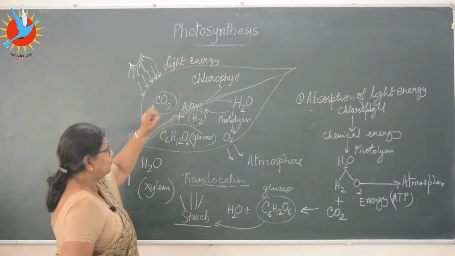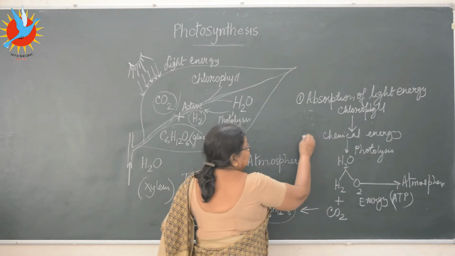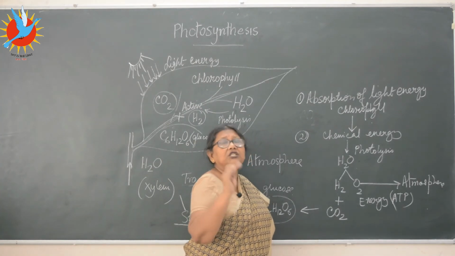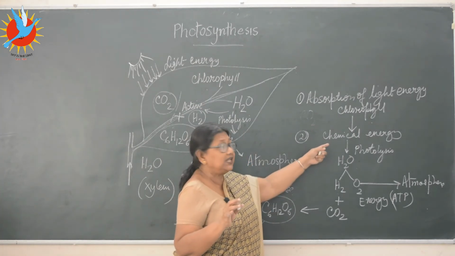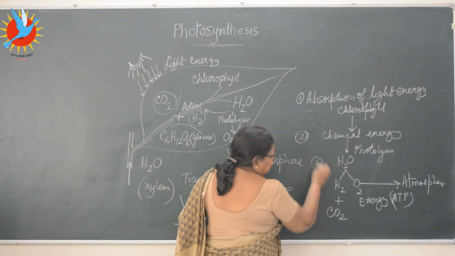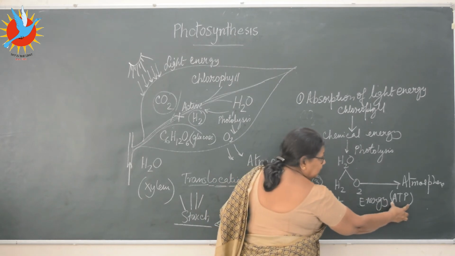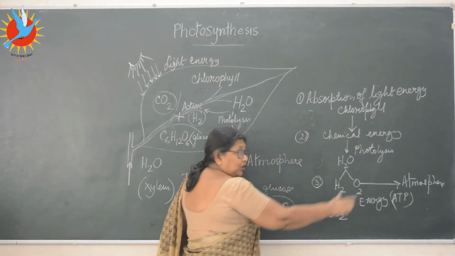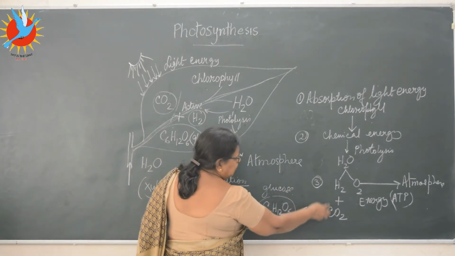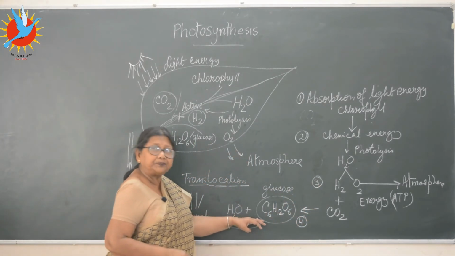So 4 steps. First is the absorption of light energy by chlorophyll. Second, conversion of the light energy into the chemical energy. You know the reason? Because we cannot use light energy directly. This energy is used up. Then third stage, what happens? Splitting up of water into hydrogen and oxygen. And along with that, ATP, a compound, is formed which stores the energy. For the whole process, the energy is there. Now the fourth process will be combination of carbon dioxide and hydrogen to make the glucose.